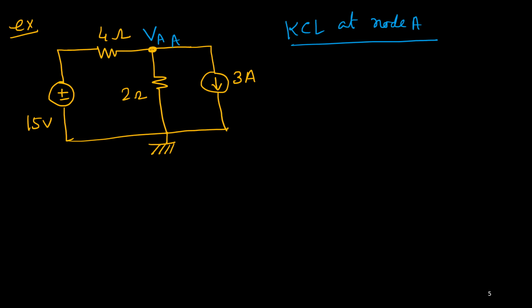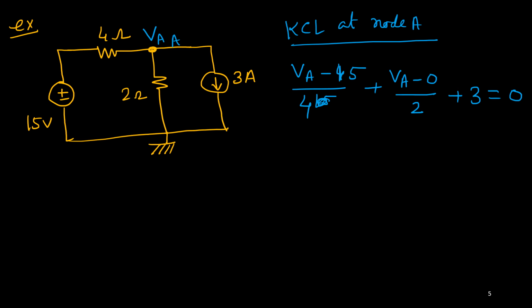Sorry, this is VA minus 15, the source, and the resistance is 4. So (VA minus 15) upon 4, plus (VA minus 0) upon 2, this potential is 0 and the resistance is 2, plus 3, equals 0.